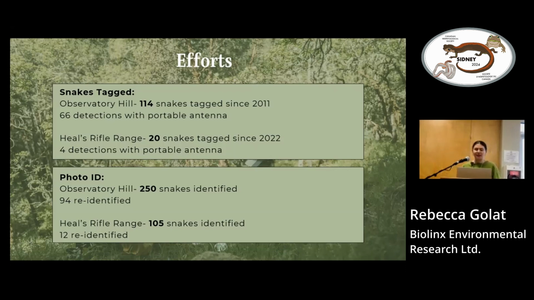At Observatory Hill, we've taken 250 snake photos. So this family photo album is getting quite extensive, and 94 have been re-identified. And similar with Heels, 105 photos and 12 re-identified.